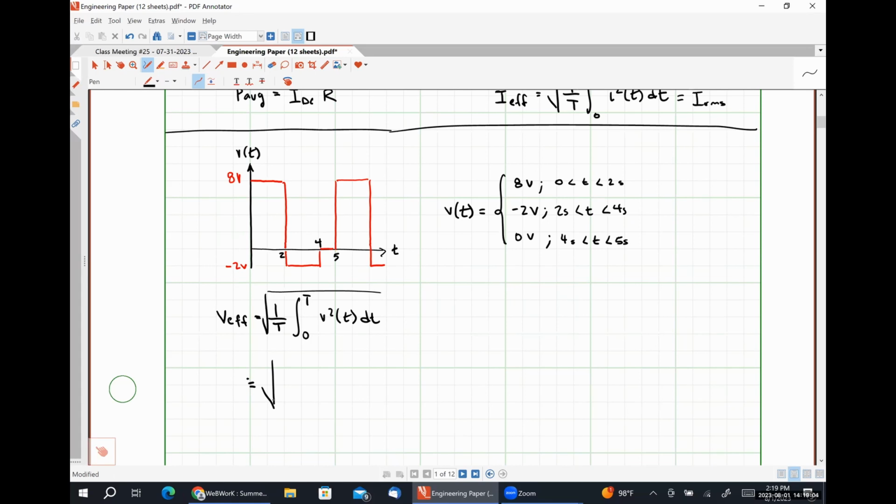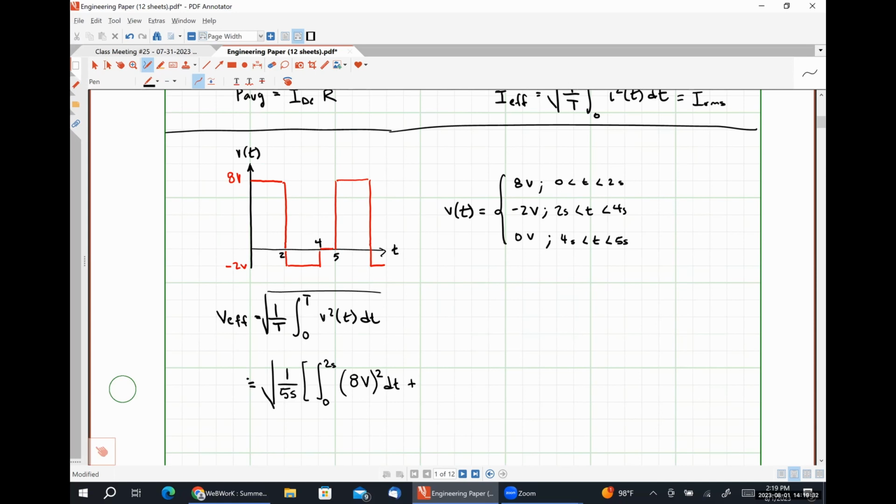All right, so the period is 5 seconds. I agree with that. Then I'm going to integrate. So my first interval is from 0 to 2 seconds. My voltage is 8 volts, so I need my voltage squared. So that's going to be 8 volts squared dt.